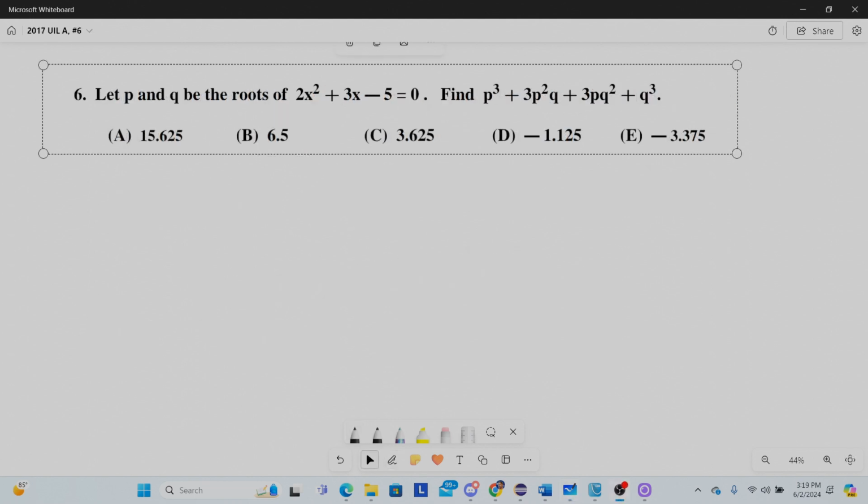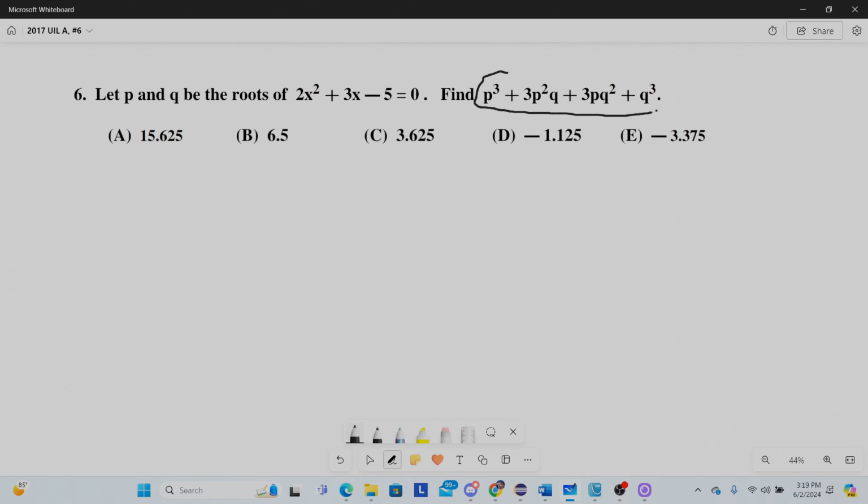All right, our next problem is from 2017, the UIL A release number 6. And this is an interesting application. It says let p and q be the roots of 2x squared plus 3x minus 5 equals 0. Find p cubed plus 3p squared q plus 3pq squared plus q cubed. So you should recognize this as a binomial expansion to the third. This is (p plus q) raised to the third.